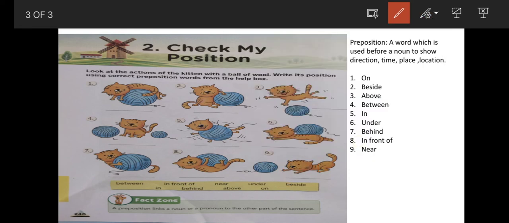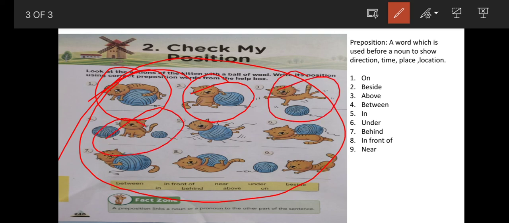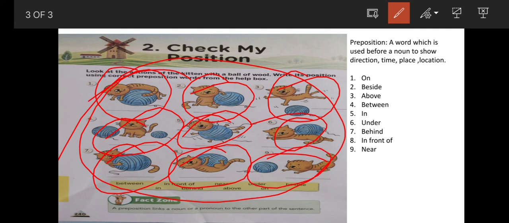So dear children, I hope you understood this lesson. I request all of you to write it down, and also to remember these positions. By using these examples, you can find out the position of a place.